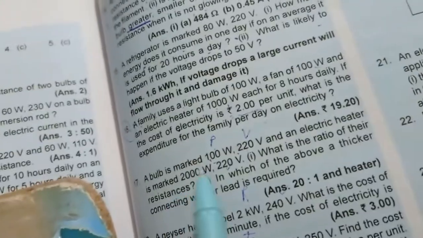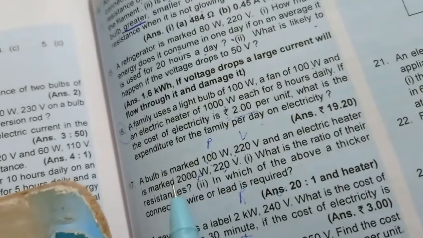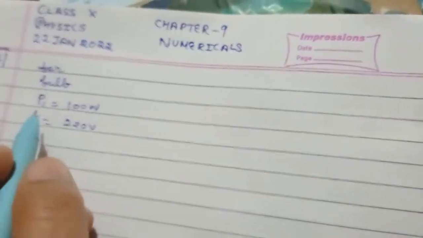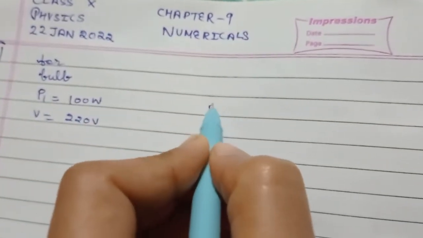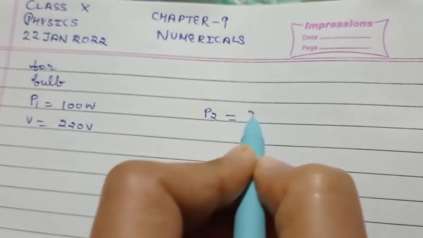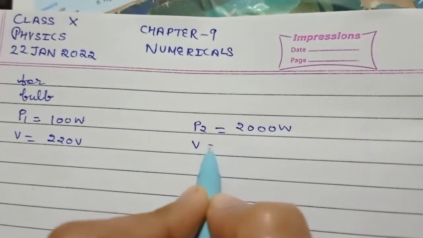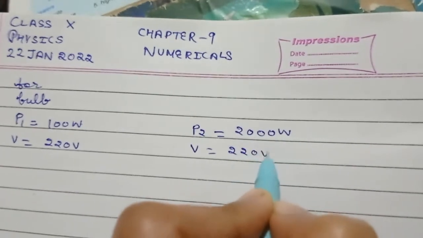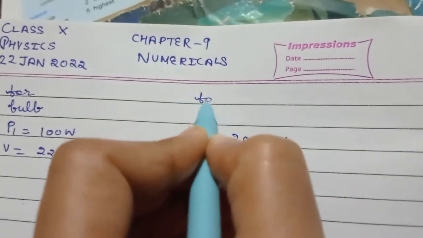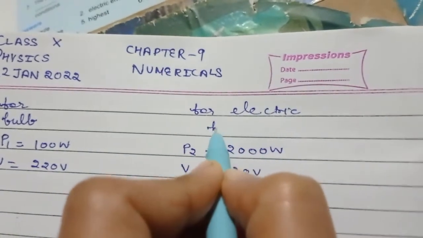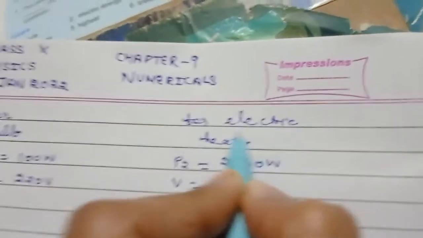No. It is the 17th numerical. Electric heater of power 2000 watt and voltage 220. For electric heater, I am writing the power as P2. The power of electric heater is 2000 watt and voltage is same 220 volt. It is for electric heater. Okay, students.